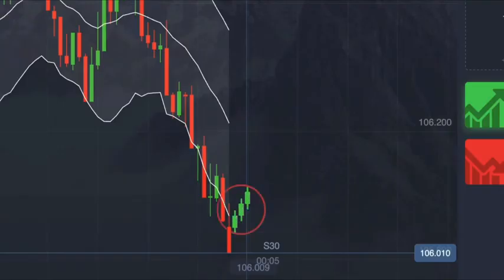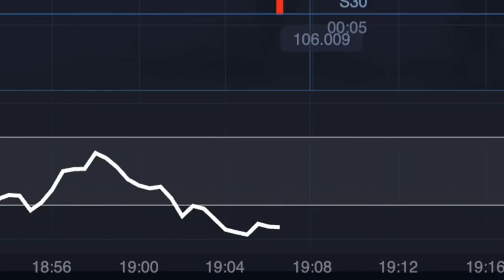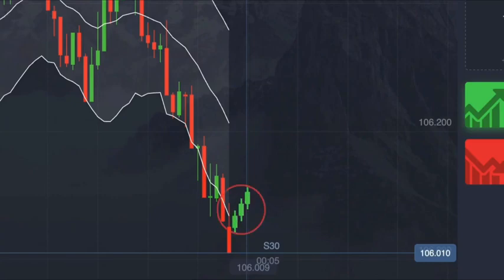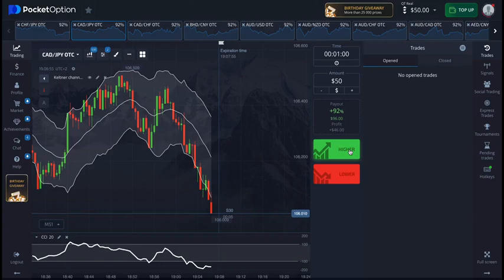Also, we have to check the Keltner channel. Here the candles have to show us a reversal. So focus first on the CCI to make the reversal. If this is done, check the Keltner channel for making a reversal, and only then you can place a trade. Let's see.